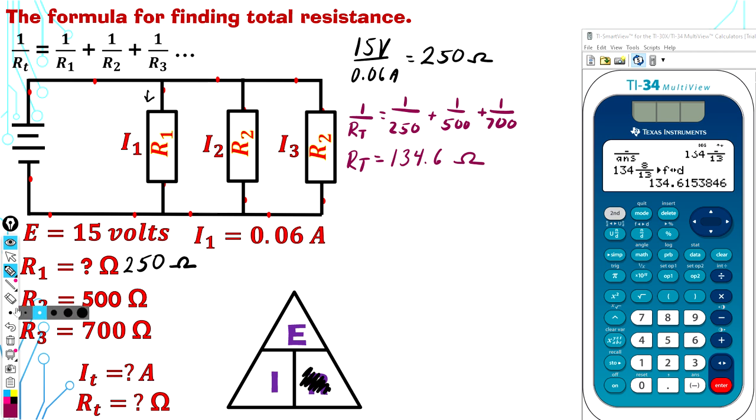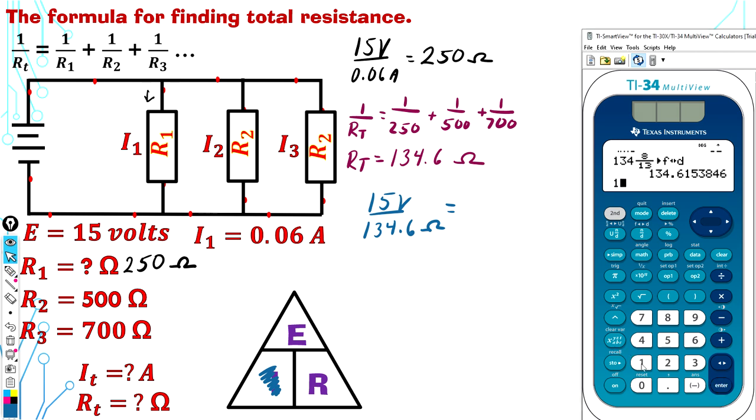Okay, so now I can find my total current. So to get my total, since I know my total resistance is 134.6, I've got my voltage. I'm looking for I. I cover up the I. So it's going to be 15 volts divided by 134.6 ohms. 15 divided by 134.6. I get 0.111 amps.